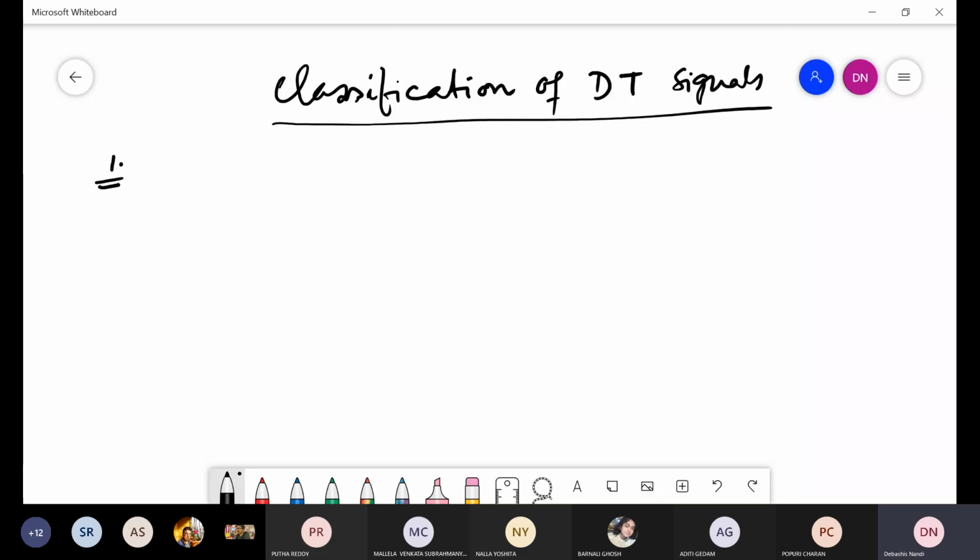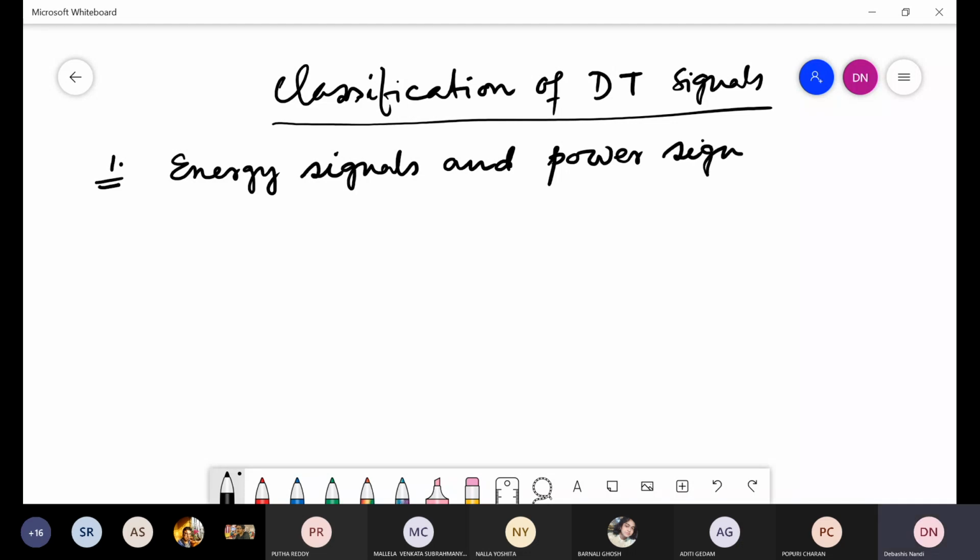Number one, based on energy characteristics and power characteristics, we can classify the discrete time signal into two classes: energy signals and power signals. Okay.